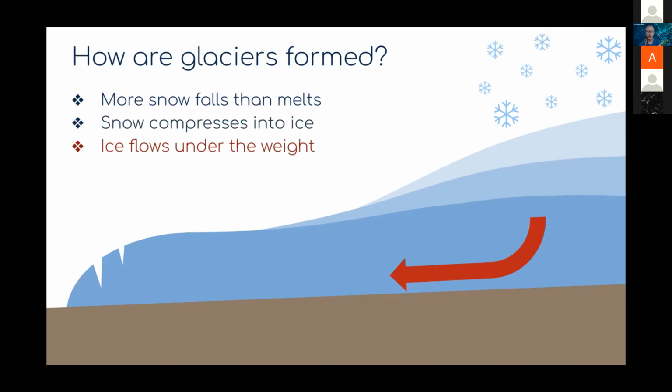And that weight does even more than just compressing it into ice. It can actually make the ice move. It presses so hard when you have hundreds and hundreds of feet of snow, like in real glaciers, that it can make the ice flow like it's a liquid, even though it's a solid, as we know.